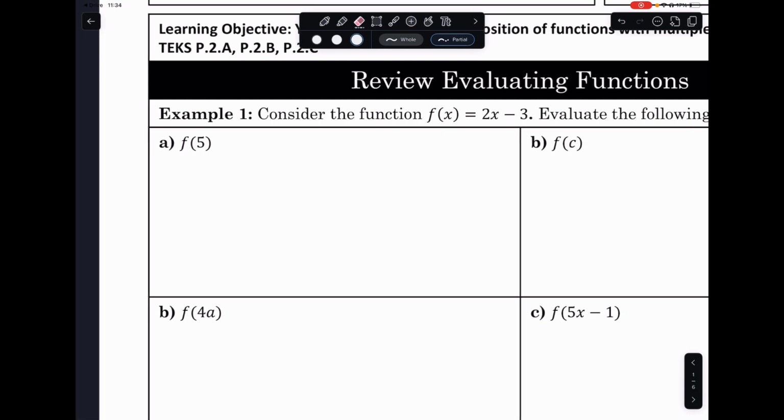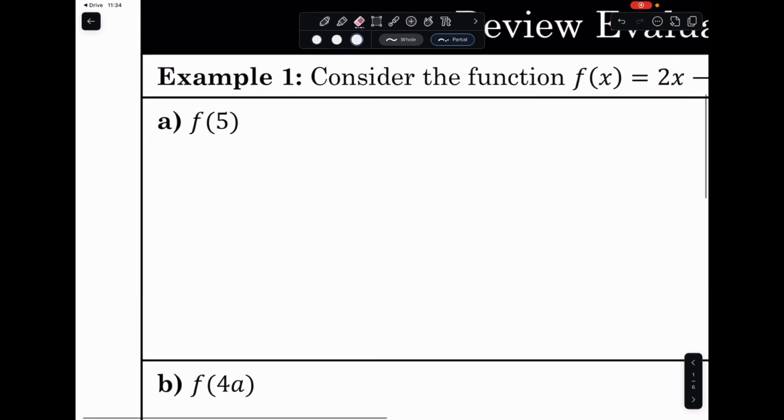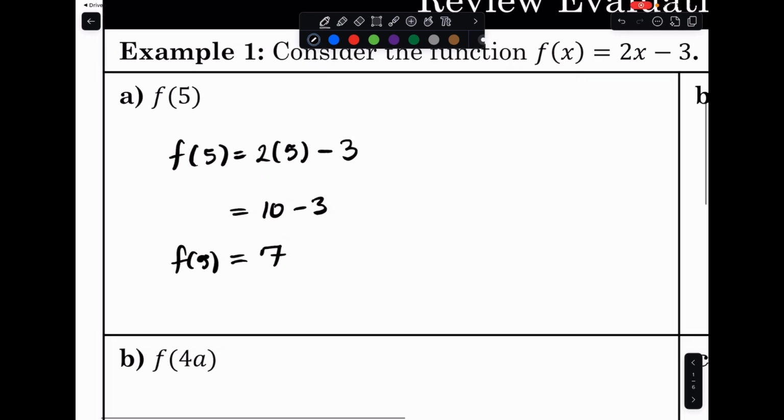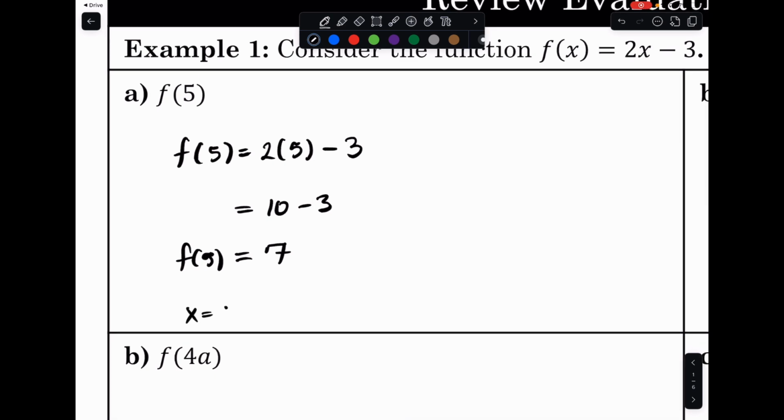In order to evaluate the function at 5, f of 5, what this notation means is that we're going to simply replace the value of x with the number 5. So 2 times x is now 2 times 5 minus 3. That simplifies to 10 minus 3, which is equal to a total of 7. So f of 5 equals 7. Now, in reviewing this, I also want to discuss again what this means. What this means is that when x is equal to 5, your y value is equal to 7.